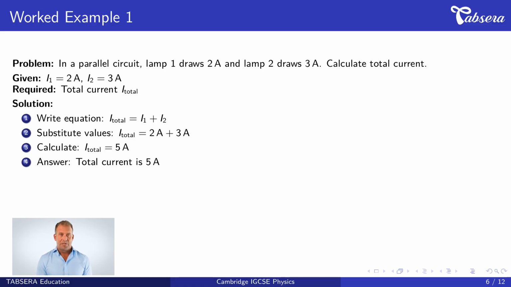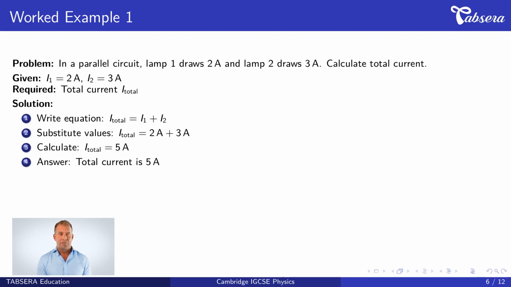Let's work through our first example. The problem states, in a parallel circuit, lamp 1 draws 2 amperes and lamp 2 draws 3 amperes. Calculate the total current supplied by the battery. We are given current through lamp 1 equals 2 amperes, current through lamp 2 equals 3 amperes. We need to find the total current from the source. Step 1. Write the equation. We use Kirchhoff's current law, which states I total equals I1 plus I2, where each I represents current in amperes.